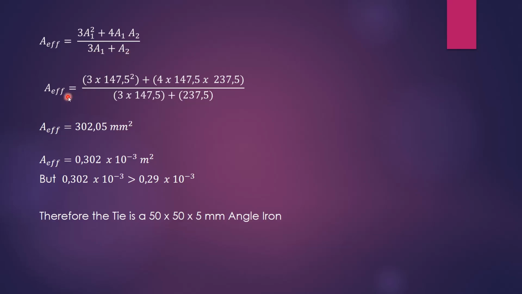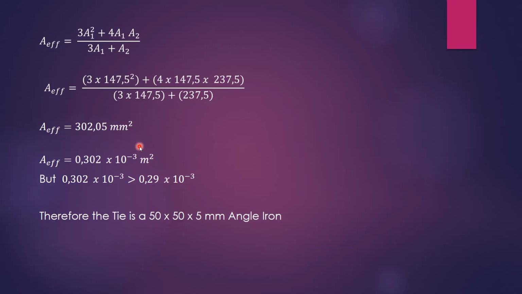Then you do the substitution, of course, and you'll get 302.05 millimeters squared. Again, here they are converting millimeters squared to meters squared, which was not necessary, but if you want to do that, you divide by a million again. So now this is the effective area of the selected member. Which member? 50 by 50 by 5. But the required area is 290. Remember the required area.